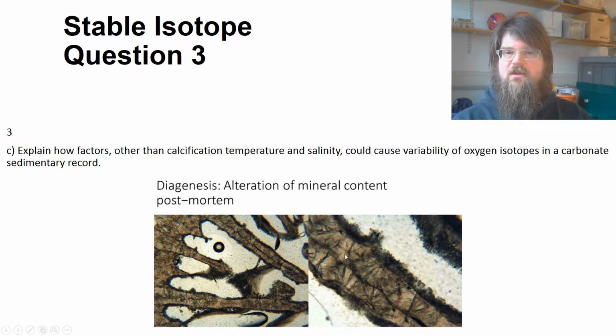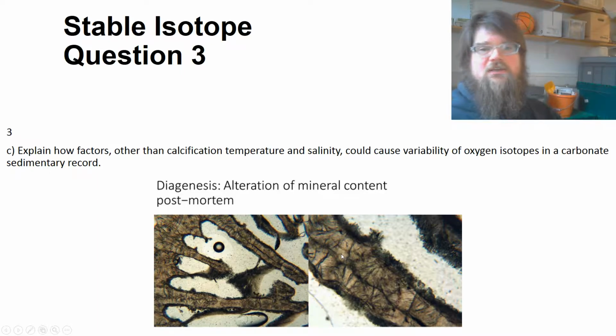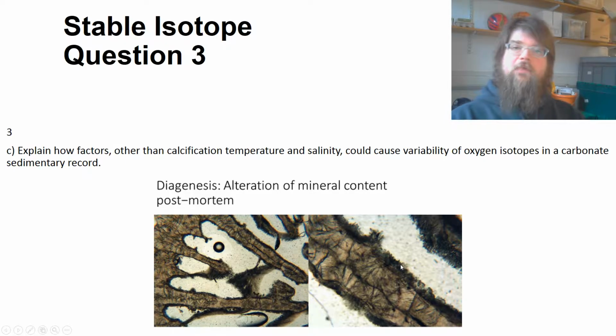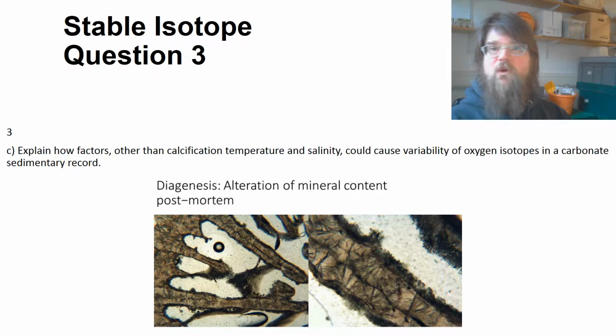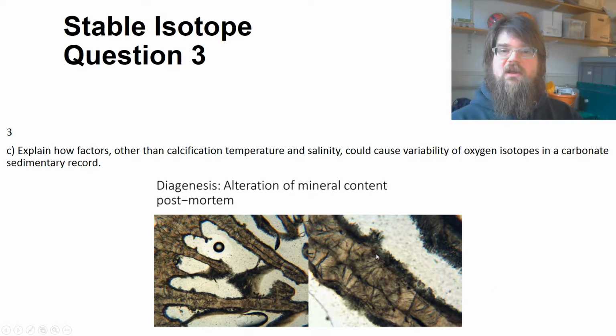So this is the primary mineral. And then once the coral has died, we've had some other fluids passing through it, precipitating these other minerals around the edge. And these will potentially be in isotopic equilibrium, but with water of a different temperature and maybe a different isotopic composition than the original mineral. So if we dissolve up the whole thing and measure that, it will give us the wrong temperature. So diagenesis can affect the isotope ratios that we measure in our sedimentary record.